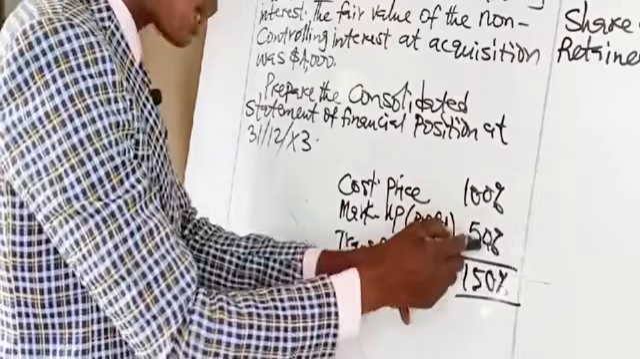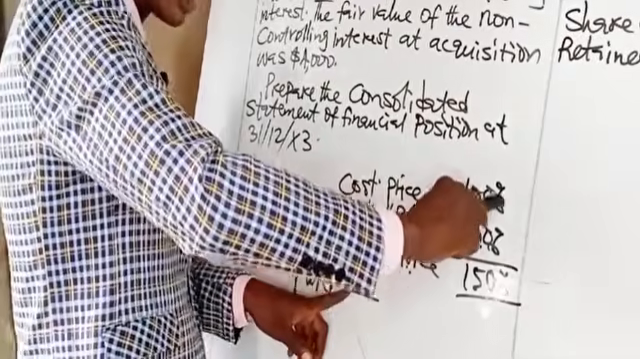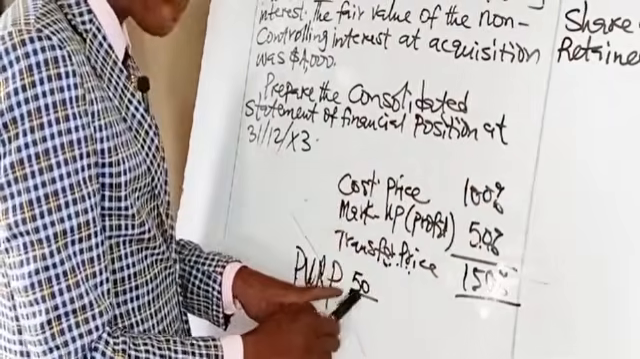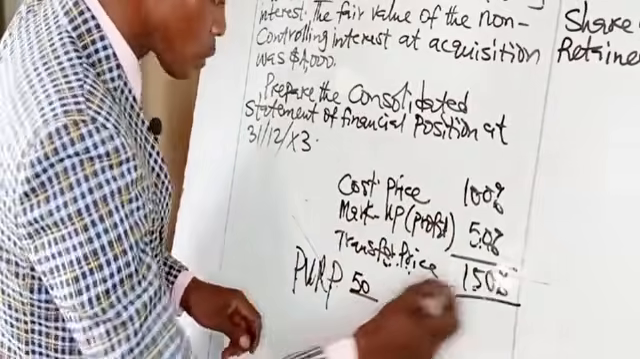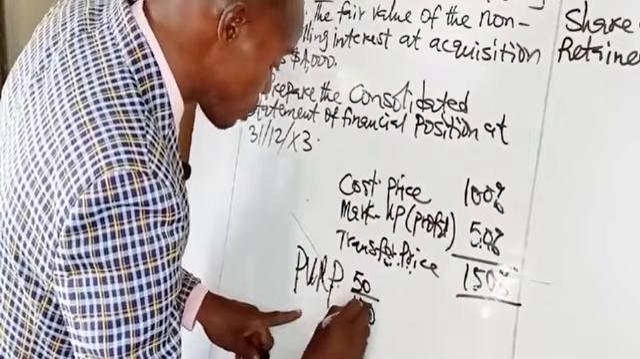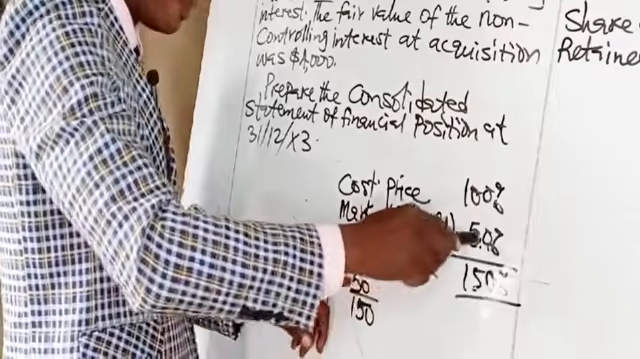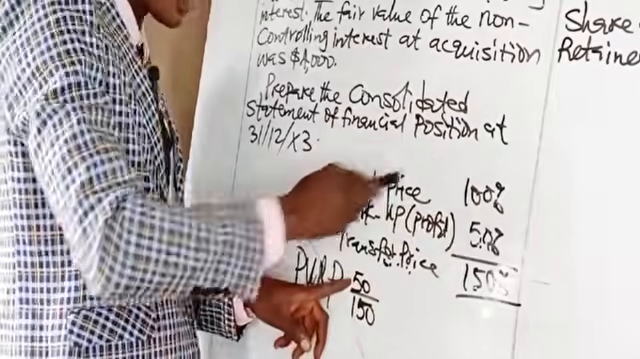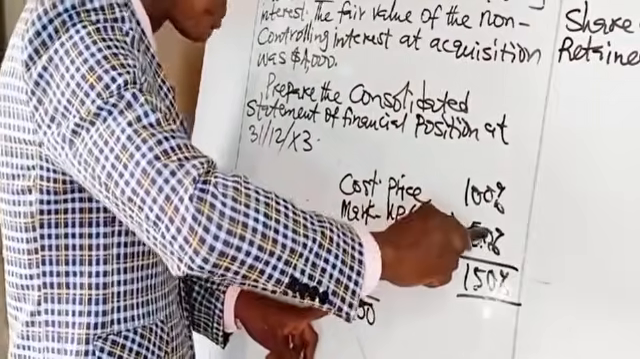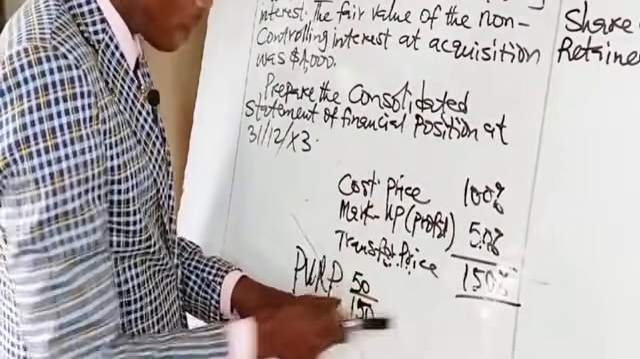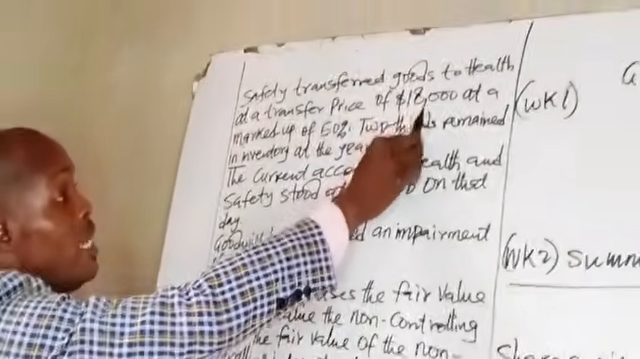Now the profit is 50, and what you are given is the transfer price. If it is the cost price you are given, then you have profit over cost, and cost is 100. But since it is transfer price you are given, it will be profit over transfer price, which is 50 over 150. If it is the cost price of the seller you are given, it will be 50 over 100 since cost price is 100. If it is transfer price, the profit will be 50 over transfer price, which is 150, times the transfer price of the item, which is 18,000.